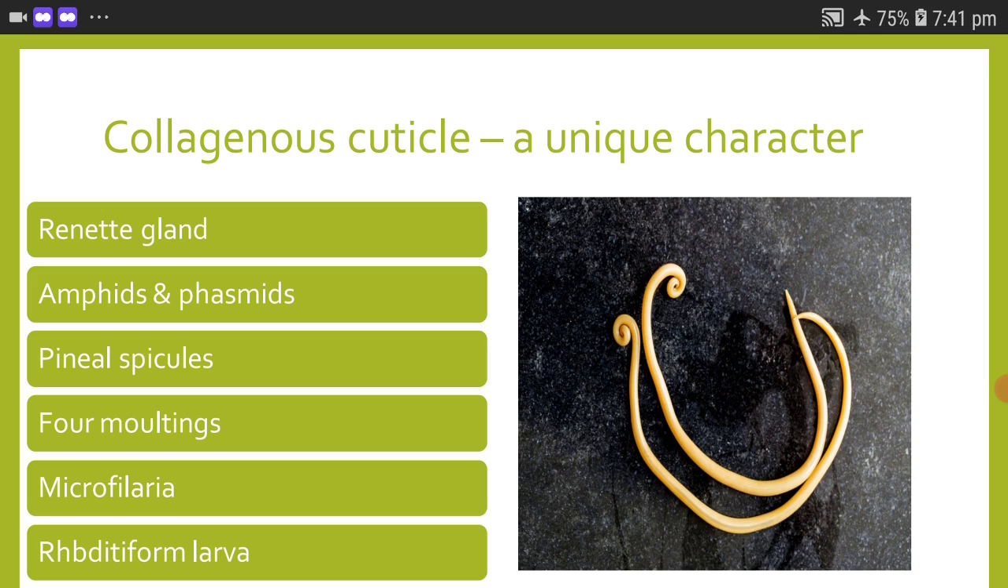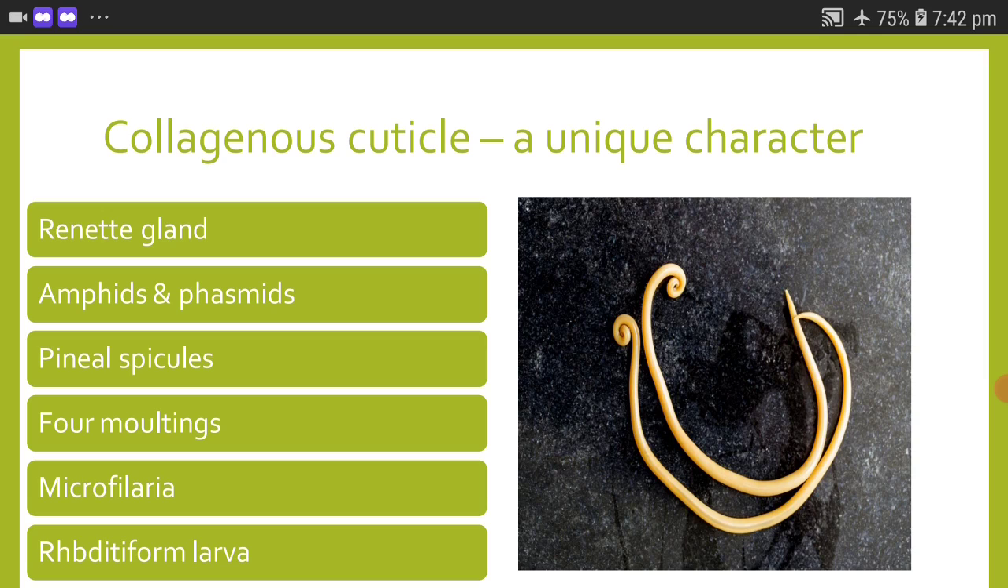And the body of these nematode parasites, because these are intestinal parasites, there is every possibility of these parasites getting digested by the action of intestinal juice. To prevent these nematode parasites from getting digested by the action of intestinal juice, they have developed a collagenous cuticle, which is a unique character. And in nematoda, there is one specialized cell called Renette cell or Renette gland, which is excretory in nature.